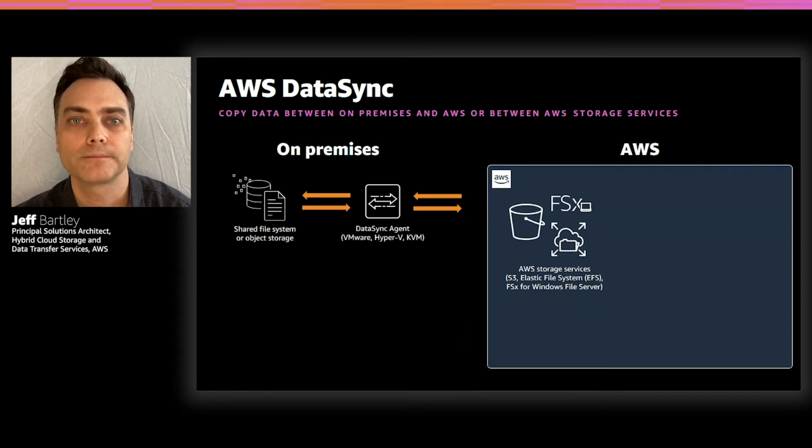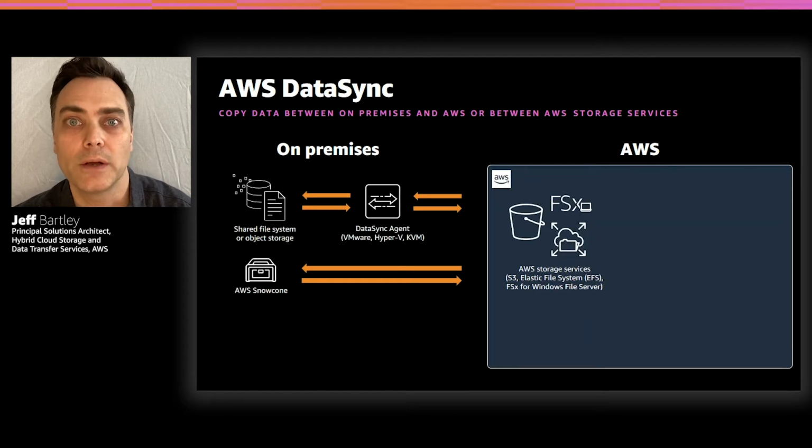Earlier this year, we also launched the AWS Snowcone device, which is a small, portable, ruggedized device that helps customers collect and process data outside of traditional data center environments. The cool thing about this device is that it comes with the DataSync agent built in. So customers can collect their data onto the device and then use DataSync to copy that data up into the AWS cloud for further processing or analysis, all without having to send the device back to us.